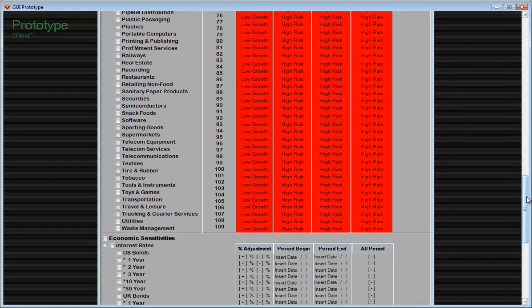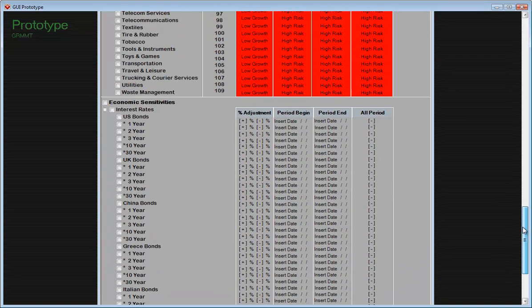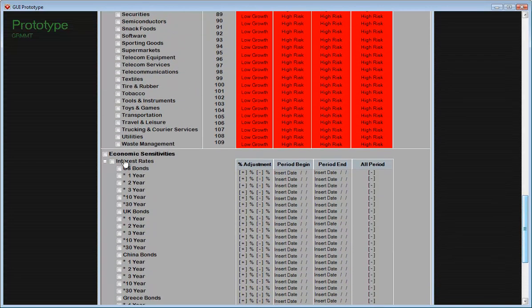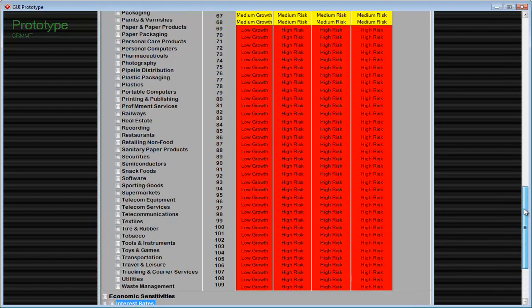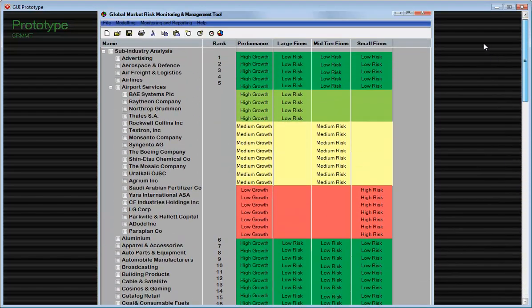Here once again we can do our economic sensitivity testing, once again change the parameters as we see fit, and then go in and run our simulation.